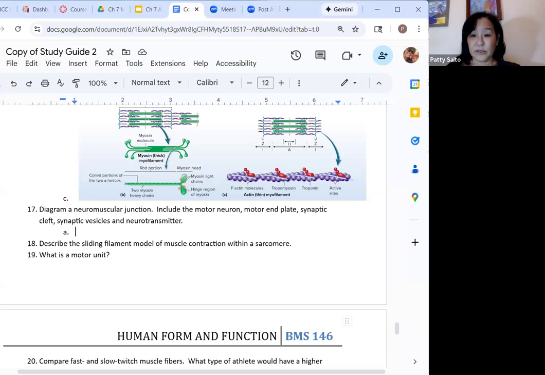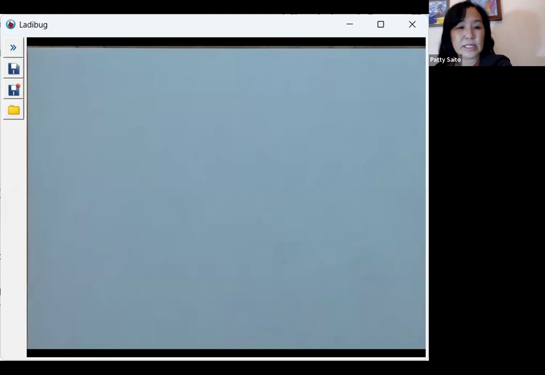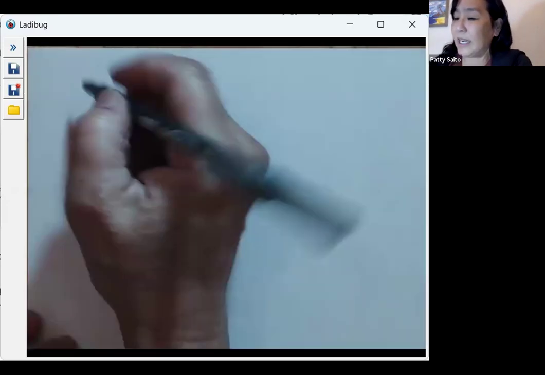Okay, so we're going to go back to our drawing and draw the neuromuscular junction. Oops, wrong way, sorry. I want to zoom out. Okay, so this is question number 17.